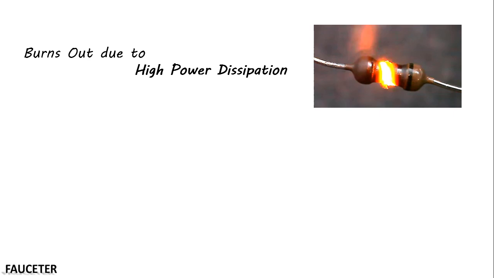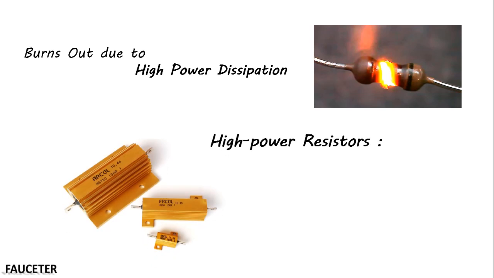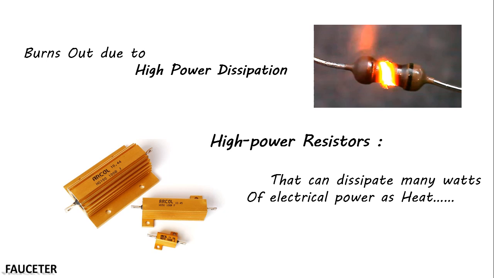Sometimes THD resistors burn out due to high power dissipation. In clear words, if a high current flows through the resistor, it produces an enormous amount of heat on its surface, that results in burning. To overcome that situation, high power resistors are produced, made of ceramic components that can dissipate many watts of electrical power in the form of heat. They can be used as a part of motor controls, test loads for generators, and also in power distribution systems.